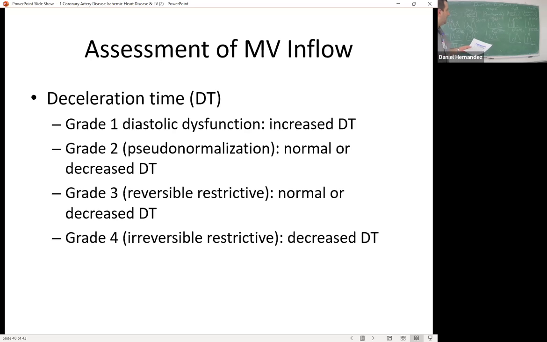Now when we get into pseudo-normalization and then our restrictive filling patterns, this is where the values become noticeably different. With pseudo-normalization, we're going to have a small E prime and a larger A prime. So now if we compare our E to E prime, we have a large E and a small E prime. That's going to give us an E to E prime ratio greater than 10.